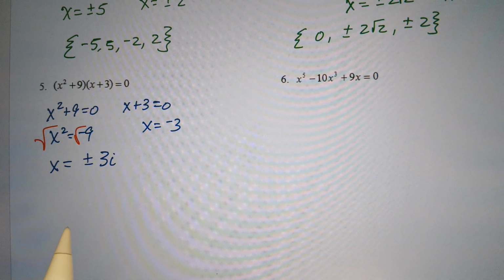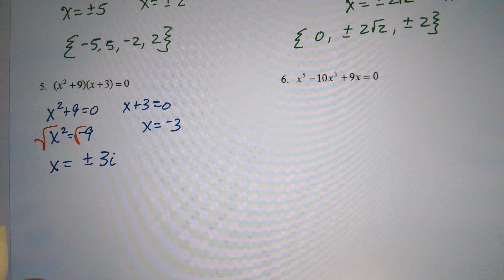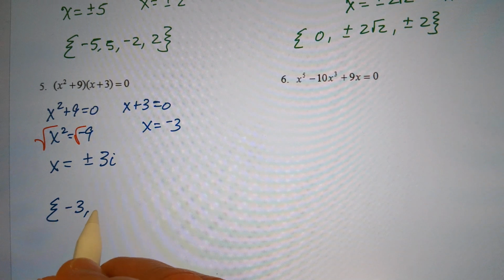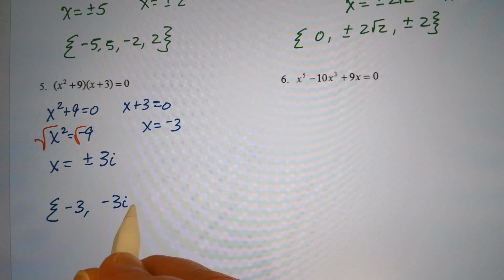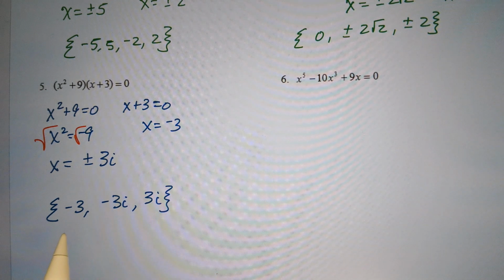So we have 3 solutions, 1 real and 2 imaginary. 1 real solution and 2 imaginary solutions. So this here, if we were to look at this graph, it would cross the x-axis at only negative 3.